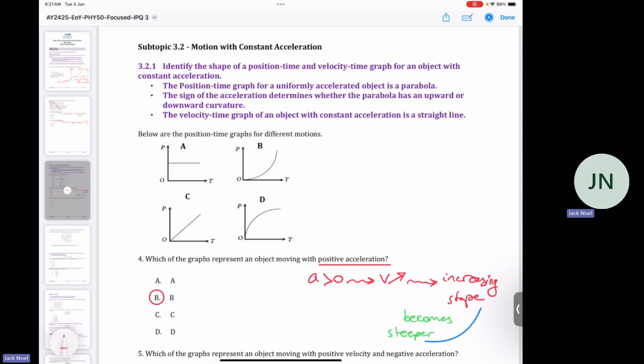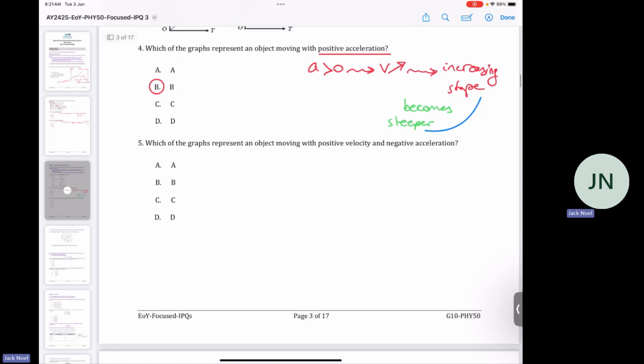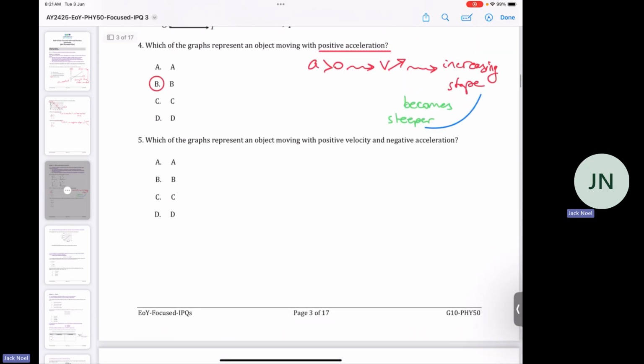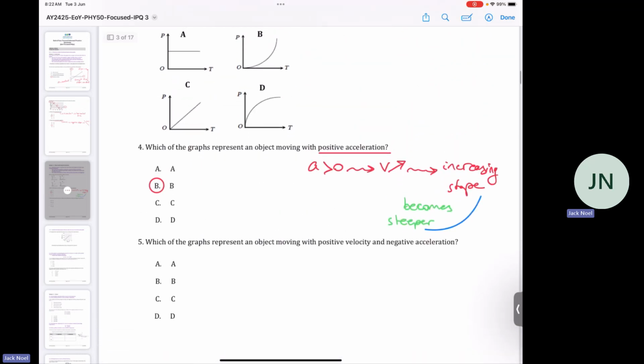Now, in the next question, they said, which of the graphs represent an object moving with positive velocity? Positive velocity means that the position is increasing. Actually, in B, D, and C, the position is increasing, so it could be any of those. In A, it's not even moving, it stops at its position, so the position is not changing.